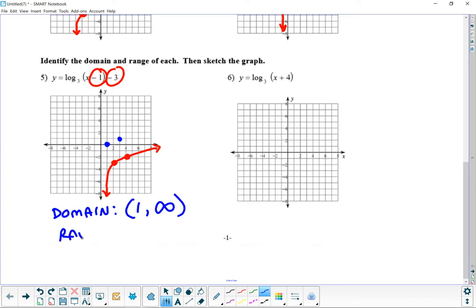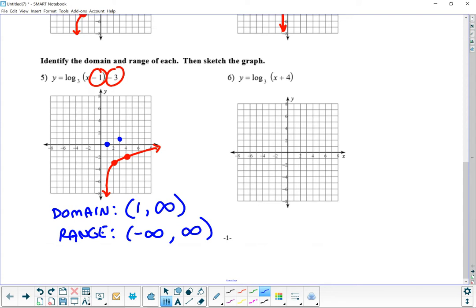The range, okay, range is going to be how far down to how far up. And if you look at the arrows on this graph, it's going to go very far down, all the way down, in fact, to negative infinity. And how far up? It's going to slowly rise up, but eventually it's going to keep going up and up and up. So it's going to be to infinity. Okay.